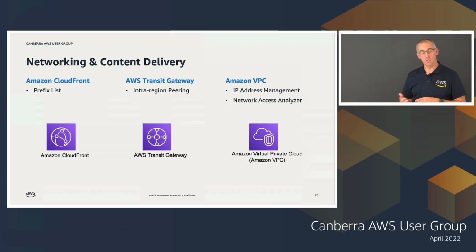The second of those is the AWS Transit Gateway and some intra-region peering stuff, which allows you to connect 2 transit gateways within the same region, and I'll talk through a few use cases of that in a moment as well.